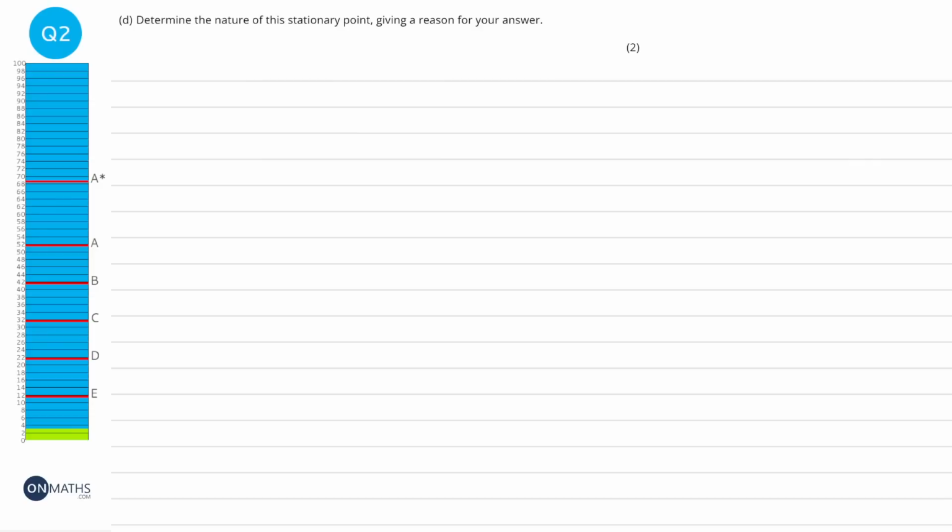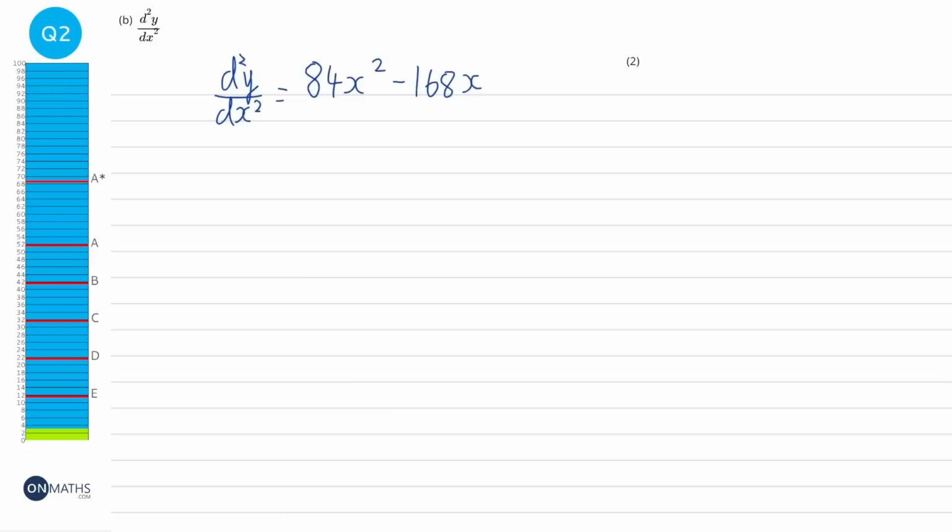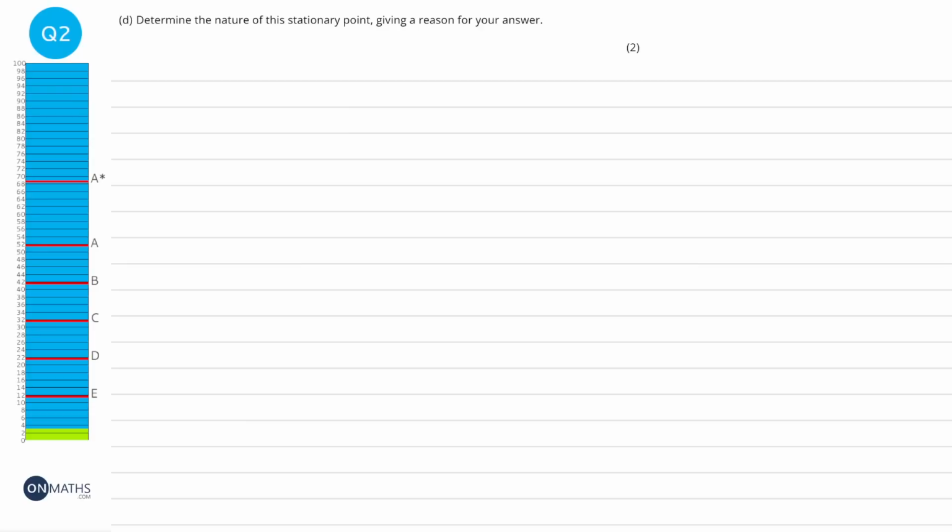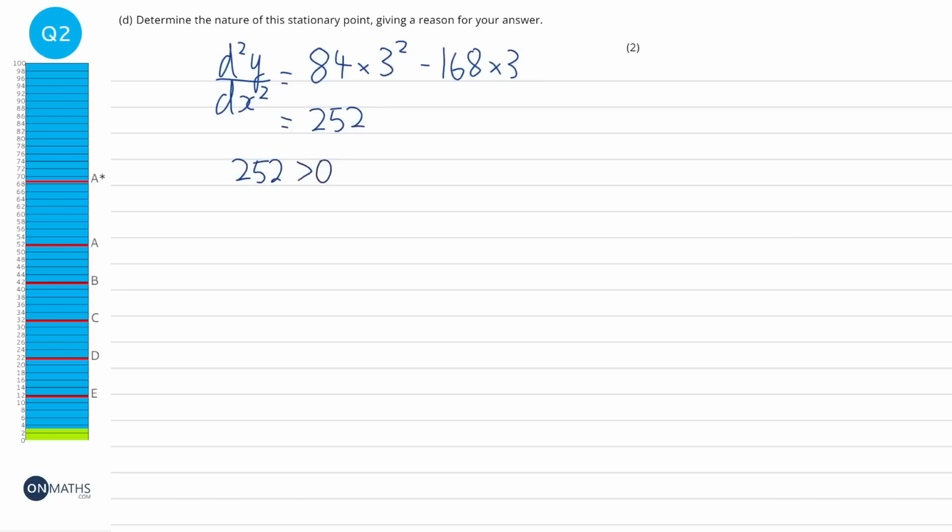For part D, we're asked to determine the nature of the stationary point, and to do so we're going to use the second derivative from part B, and we're going to substitute in x equals 3 and see what type of value we have. So we're going to have the second derivative, and we're going to substitute in that x equals 3, so it's going to be 84 times 3 squared minus 168 times 3. Now, doing that on a calculator, that gives an answer of 252. Now, 252 is positive, it is greater than 0.